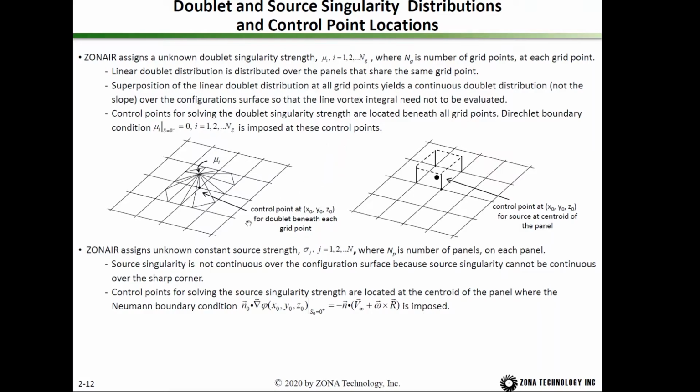And ZONAIR assigns an unknown constant source singularity on each of the NP panels, and the source singularity is not continuous over the panel edges, because the source singularity cannot be continuous over a sharp corner. The control points for solving the source singularity strength are located at the centroid of each panel, where the Neumann boundary condition is imposed.